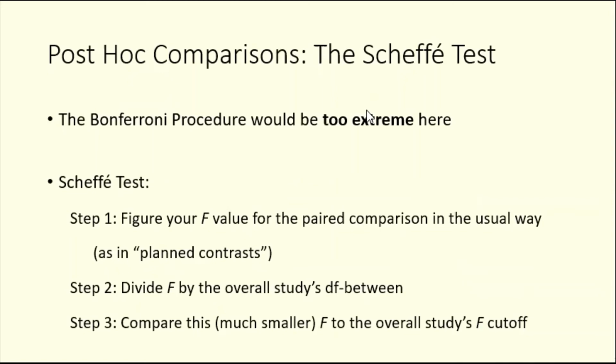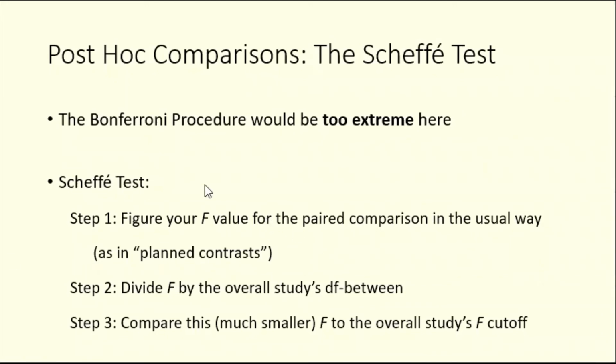For a post hoc comparison, the example that we're going to look at here is the Scheffé test. And specifically, the Bonferroni procedure would be too extreme here. We want to balance the desire to be conservative and not make one type of decision error with the possibility that we can make the other type of decision error that we've talked about, those type 1 versus type 2 errors. So we need to balance things here, and we don't want to make it too difficult either. The Bonferroni procedure would be too extreme, that would make it unlikely that we would ever reject our null hypothesis, even when we should.